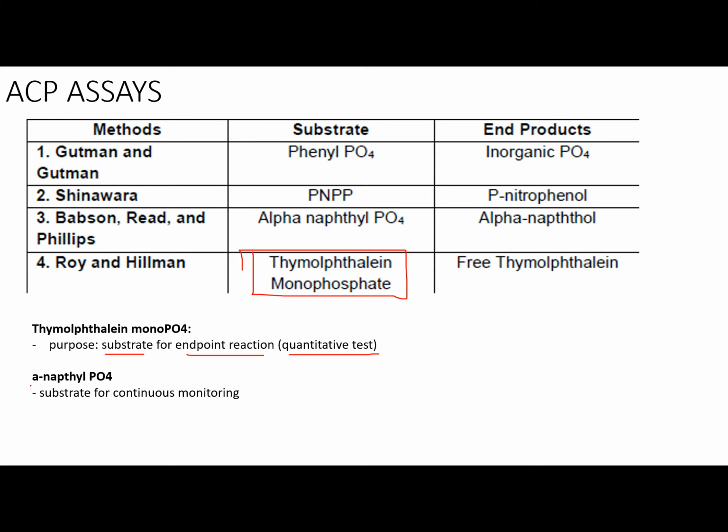Then we have your alpha-naphthol phosphate. Alpha-naphthol phosphate, class, is a substrate used for continuous monitoring. So please memorize, class, the substrates and the end products. This may come out in your quiz, and even in your exam.